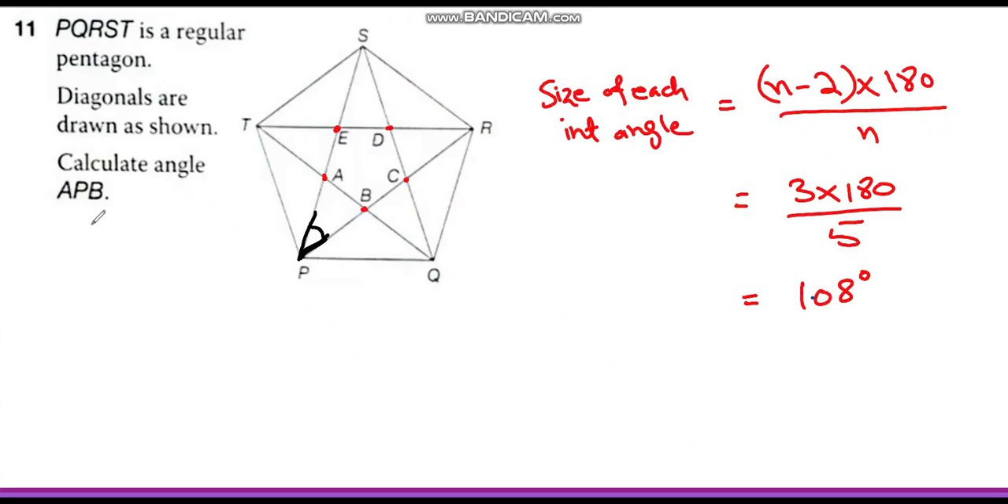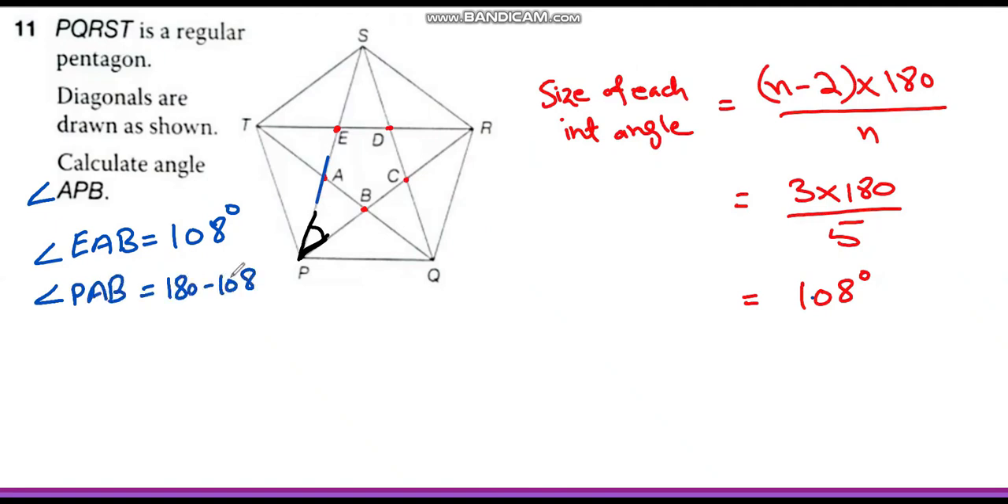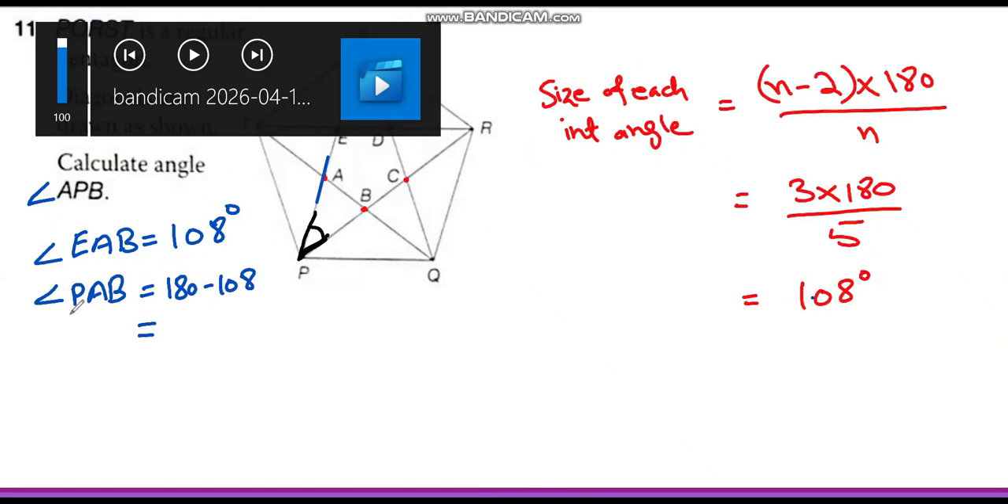To solve for the size of angle APB, we can write that angle EAB is 108 degrees. We can see there is a straight line over here. So if EAB is 108 degrees, then we can easily find the size of angle PAB, which should be 180 minus 108 because there is a straight line over here. And PAB is this angle. I can call it X.